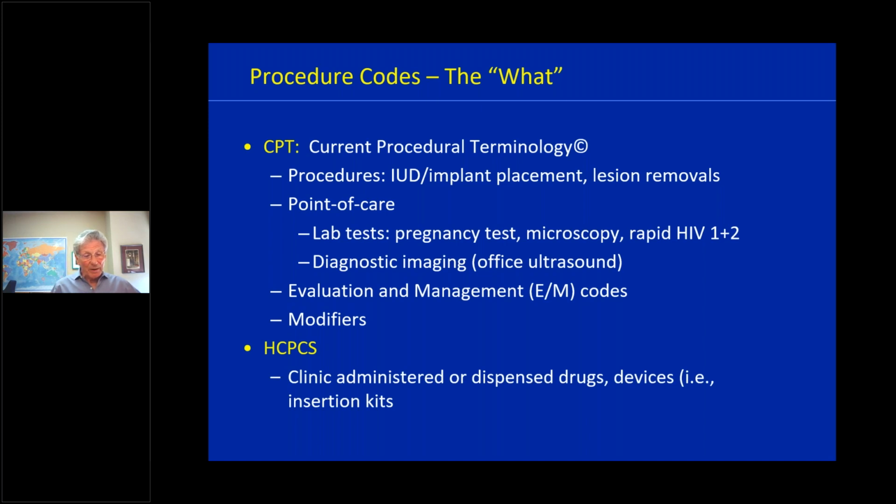HCPCS, which is a series of codes that come from the Centers for Medicare and Medicaid Services, are for clinic-administered and dispensed drugs and devices. Now, in the world of healthcare, that's really a lot of things, like chemotherapy drugs that are given in infusion centers, but there are also specific HCPCS codes for IUDs, for implant insertion kits, for birth control pills and patches and rings, and other kinds of medications that we dispense in the clinic. And Family PACT and Medi-Cal both use a number of HCPCS codes.